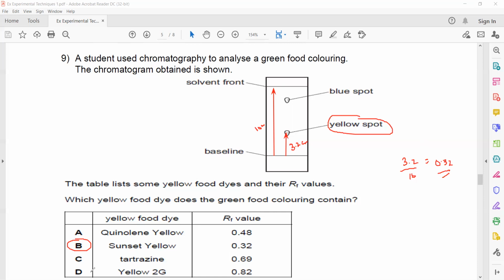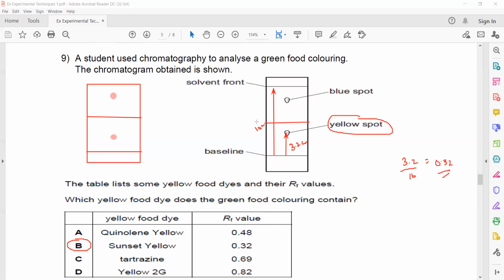It cannot be D. Why can it not be D? Because for the yellow spot, if it were 0.8, like if this was a chromatogram and you are getting a spot in this region, it will be less than 0.5. If you are getting the spot above the half region, it is more than 0.5. You can clearly see this yellow spot is not at the halfway mark, it is below the halfway mark. So its value cannot be more than 0.5. It will obviously be less than 0.5. Is it clear?